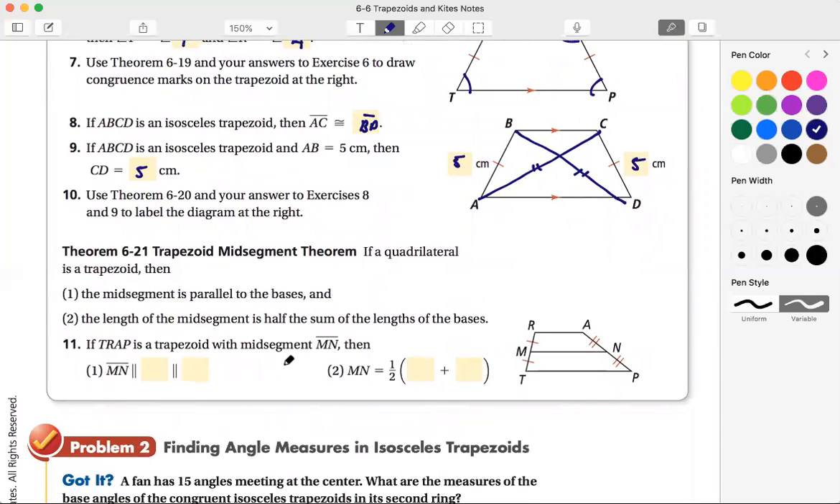So if a quadrilateral is a trapezoid, then we also know that the midsegment is parallel to the bases, and the length of the midsegment is half the sum of the lengths of the bases. So if TRAP is a trapezoid with midsegment MN, then MN is parallel to TP, which is parallel to RA. So MN is equal to half the sum of the bases.